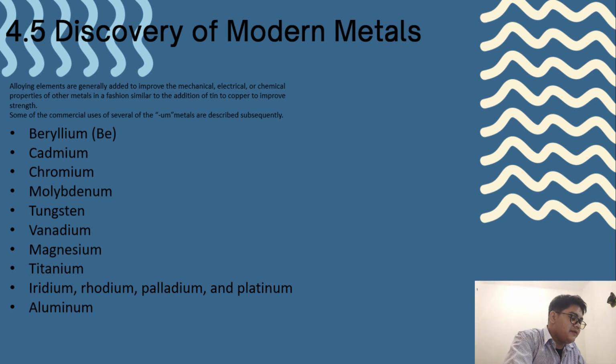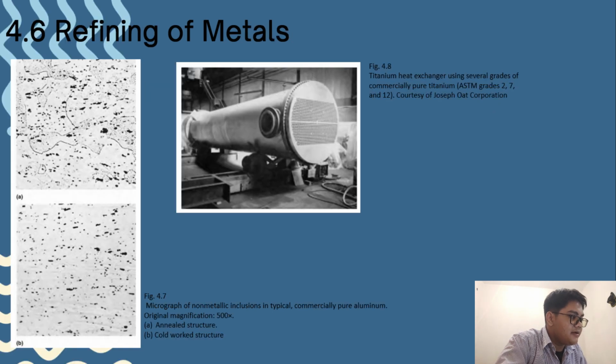Now, for the next slide, we got refining of metals. Refining of metals refers to processes that purify extracted metal. Refining of metal, like the extraction of metal from ores, includes many ancient practices and more modern advances. For example, gold always occurs in a metallic state, and it can be extracted from minerals by relatively simple means.